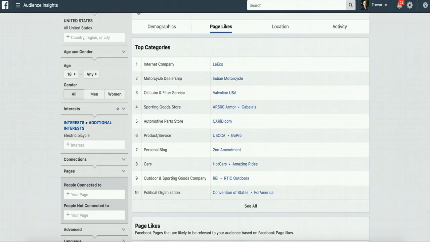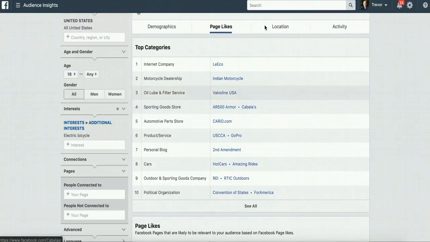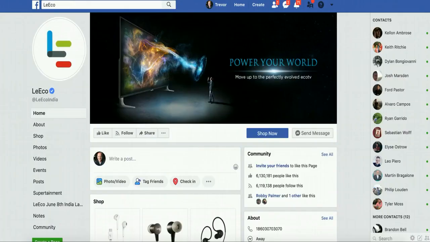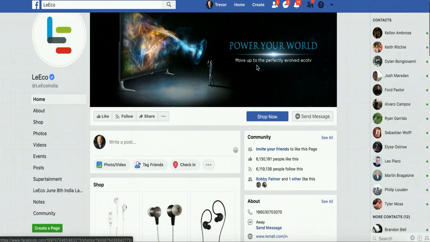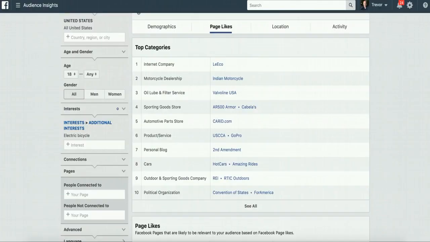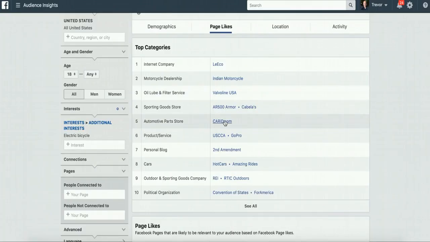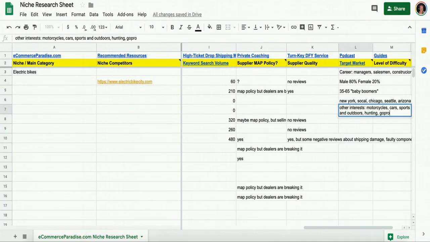So let's write some of this stuff down. So interests, other interests, motorcycles, cars, what was the other one? Sports and outdoors, or just outdoors in general. Lico might be like a TV brand or something, like other technology. That's interesting. So sports and outdoors, hunting, possibly. GoPro, so yeah, they're going to be interested in GoPro.